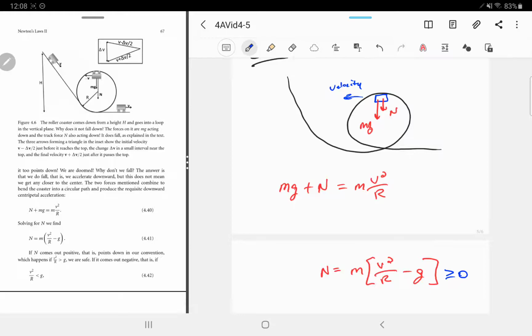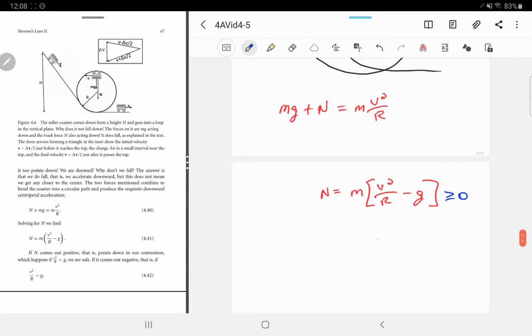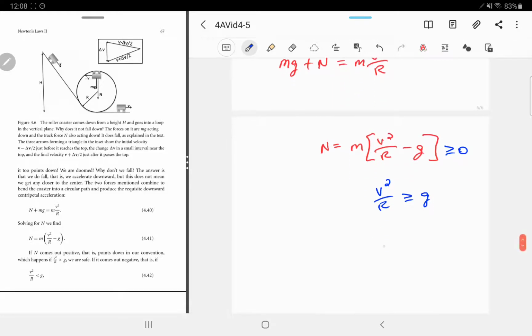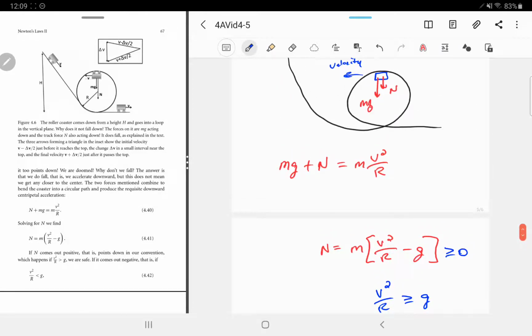But there's a limit, right? N can be 0, but it can't be any smaller than that if it can't point upward. So this thing is bigger than or equal to 0, which says that v squared over r has to be bigger than or equal to g, or v has to be bigger than or equal to the square root of g times r. So the square root of gr is the minimum speed that this car needs to be moving at the very top in order to maintain circular motion without falling down.